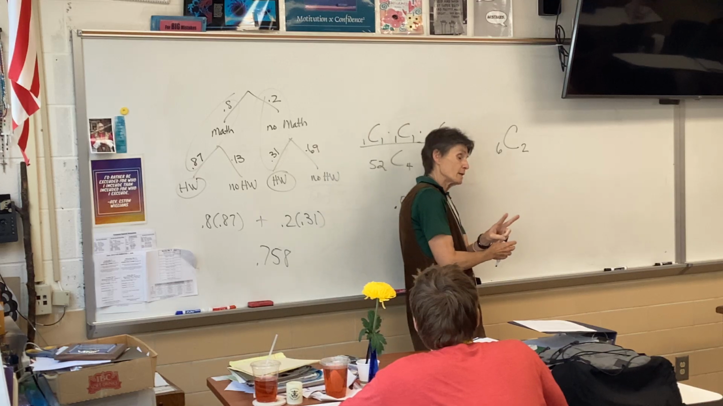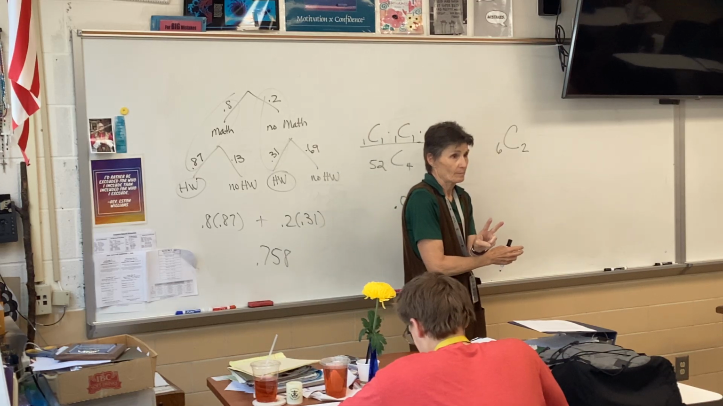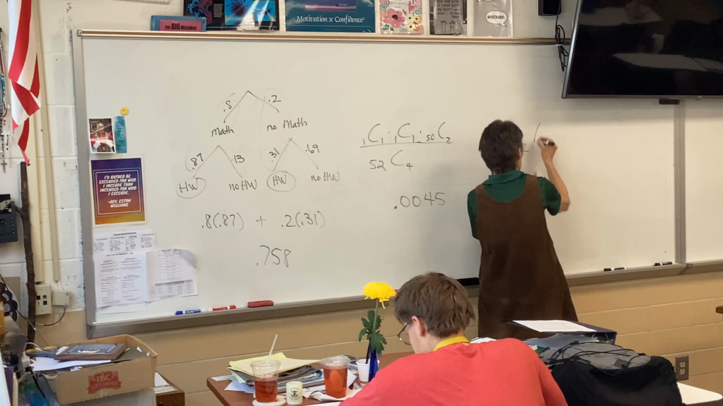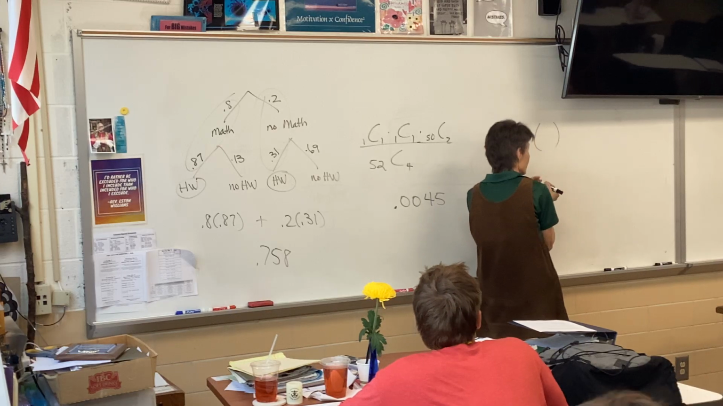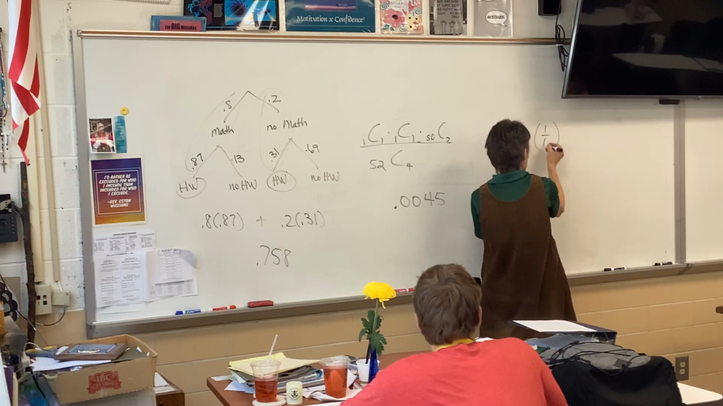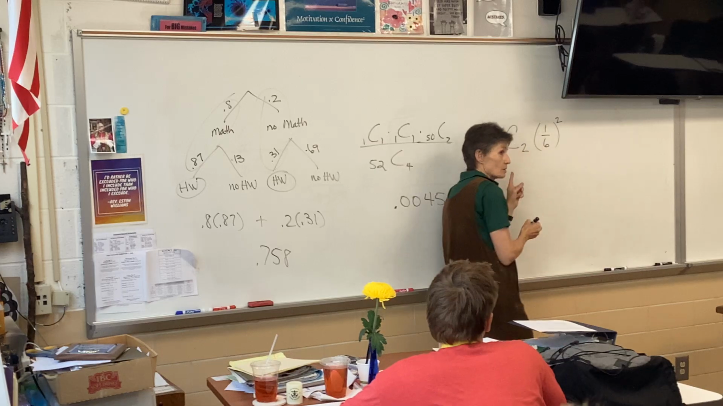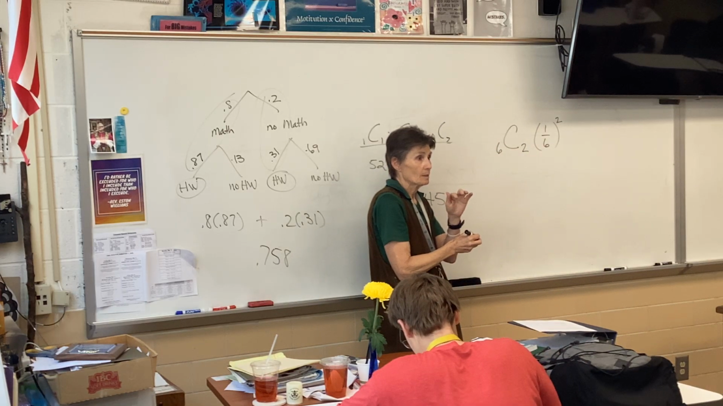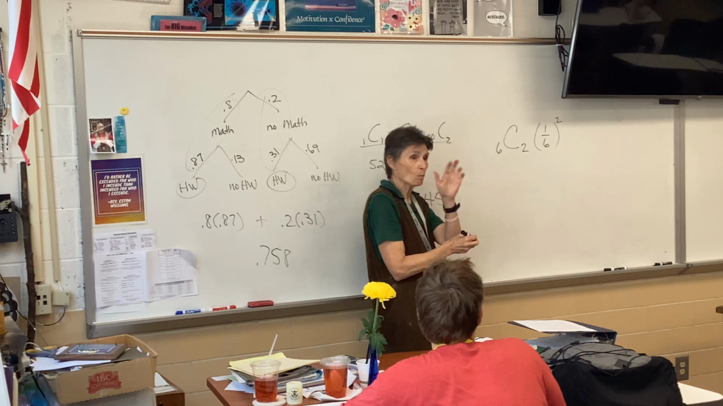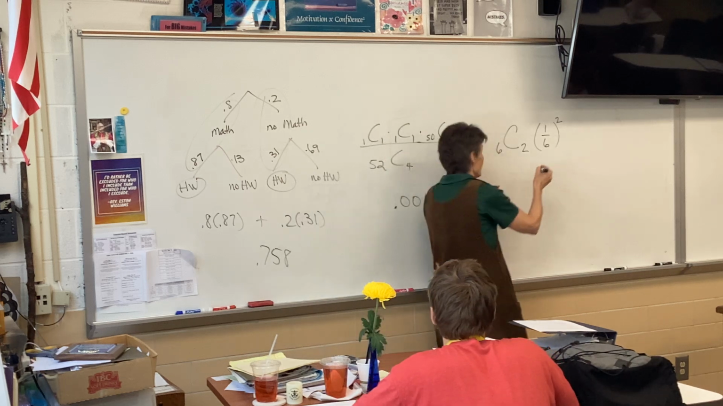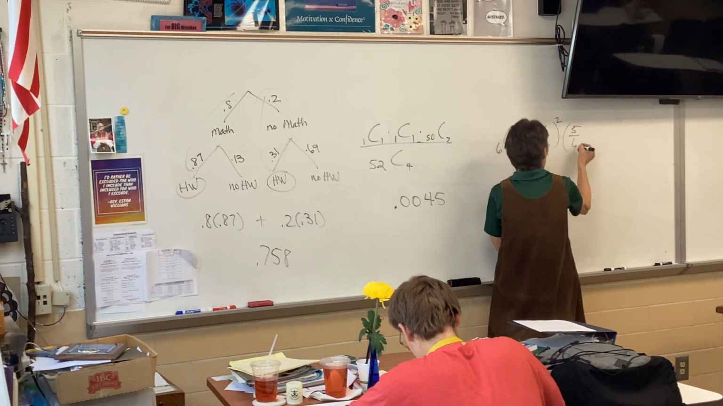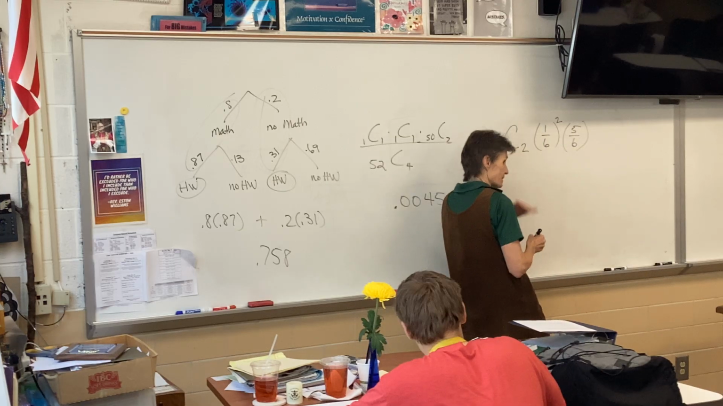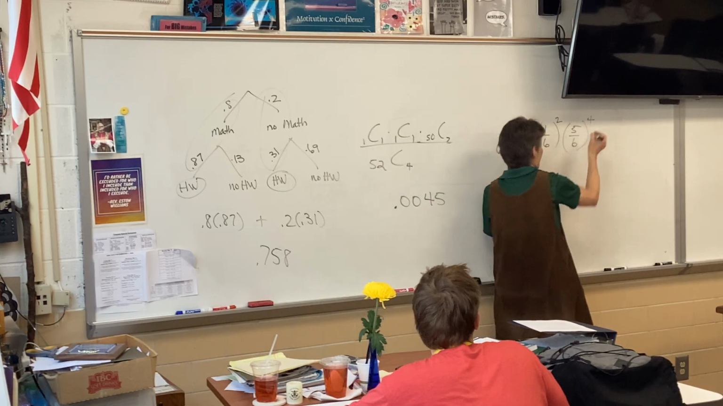Now what I want is a 4. What is the probability that if I roll a die, I'll get a 4? 1 out of 6. And I want 2 of those. I want 2 4s. What's the probability I won't get 4? 5/6. And since I'm rolling the die 6 times, I gotta have 4 of those.